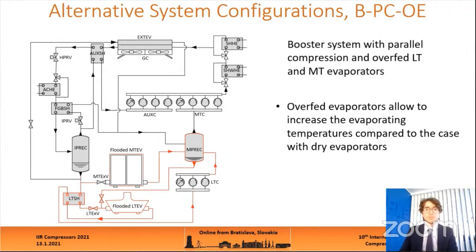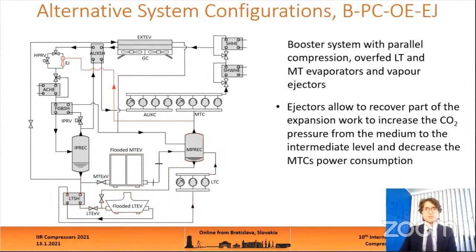The liquid separated in the medium pressure receiver is expanded to the low pressure level, and an internal heat exchanger allows to avoid the liquid droplets at the compressor suction. In this case, overfed evaporators allow to increase the evaporating temperatures compared to dry expansion evaporators.